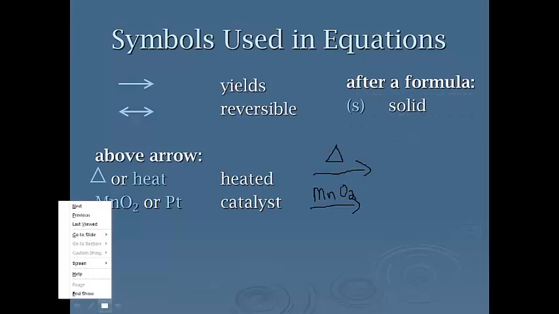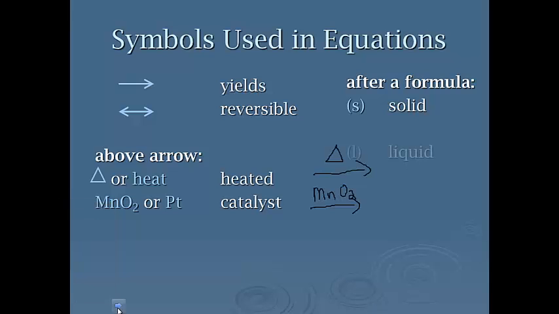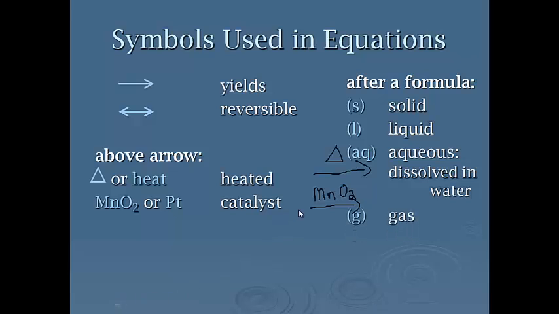After the formula, you have to write the state that the substances are in. So this is where S is going to stand for solid, L is going to stand for liquid, AQ is going to be aqueous or dissolved in water, G is going to be a gas. Now, when we say dissolved in water, this is also anytime it says we have a solution of something.